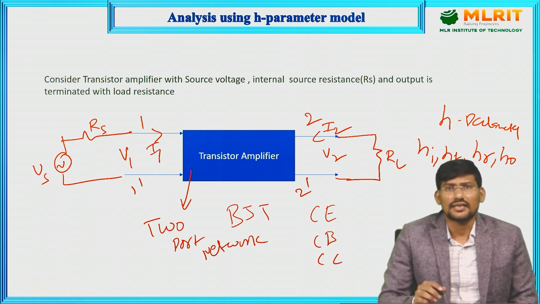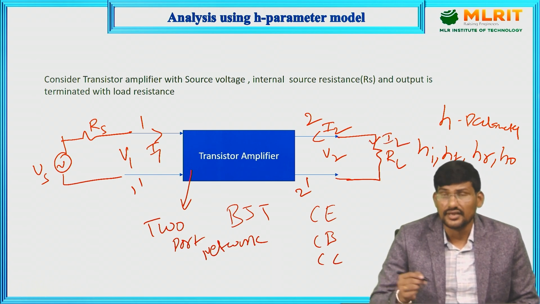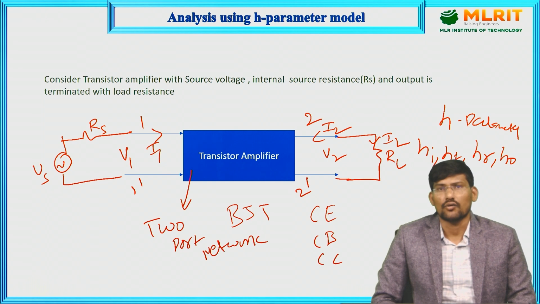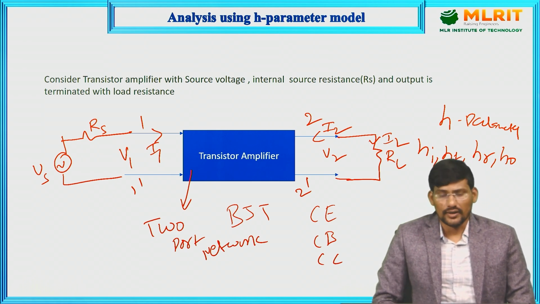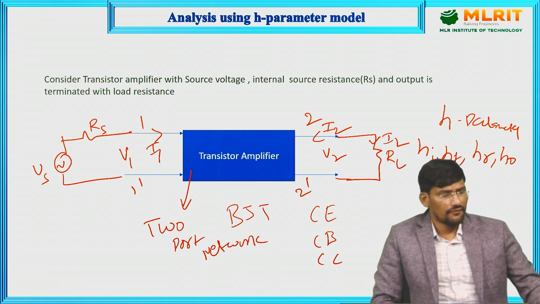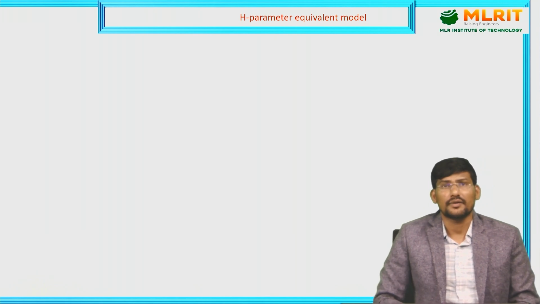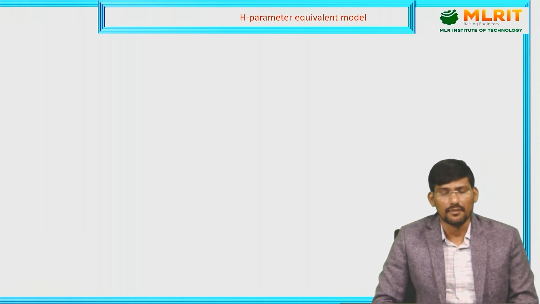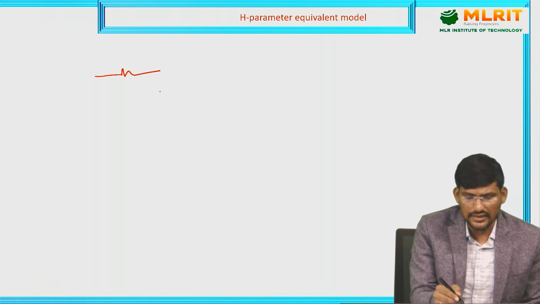Always the currents are considered into the network, but the actual current flowing to the load, let us call IL, is called the load current or output current. But for a two-port network, the currents I1 and I2 are always assumed into the network. So with this block diagram, the input voltage source and the load resistor, we form the H parameter model of a transistor. Already we discussed the H parameter model using H parameter equations. Now let us consider the transistor with the H parameter model.